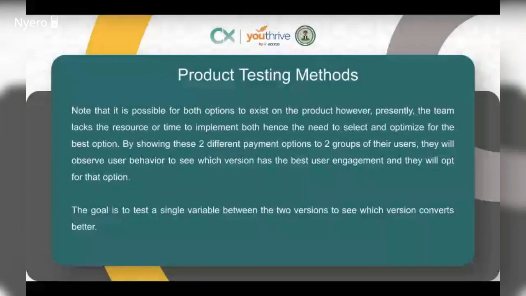And so by showing them these 2 different payment options, you are able to observe user behavior and see which version has the best user engagement, and then users will opt for that option. That's essentially what A/B testing is. In A/B testing, the goal is to test a single variable. And this is very important.